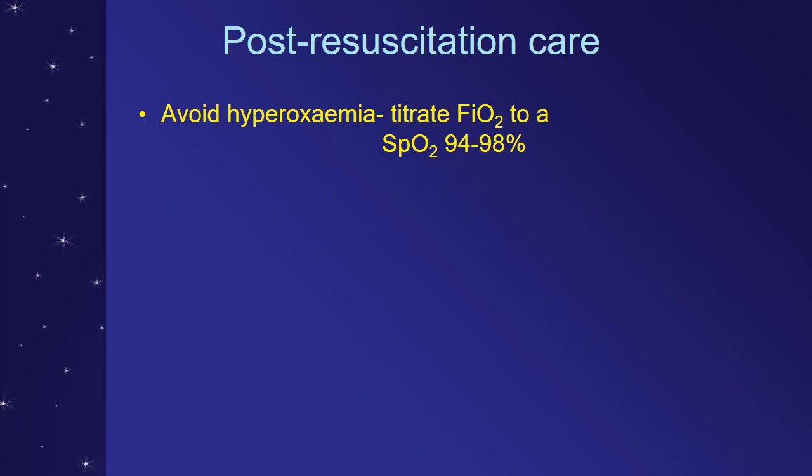One is, while avoiding hypoxia, you have to avoid hyperoxia also. So titrate your inspired oxygen concentration to get a saturation between 94 to 98. Don't give too much oxygen. Don't leave a patient on 100% oxygen for a long time. 100% oxygen itself is toxic to a patient.